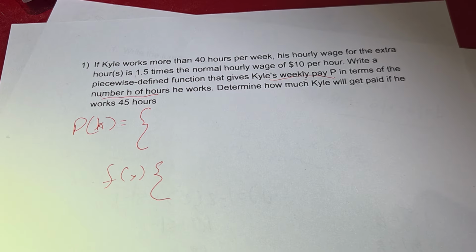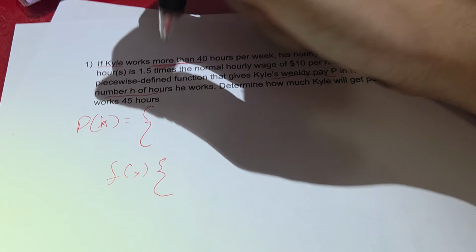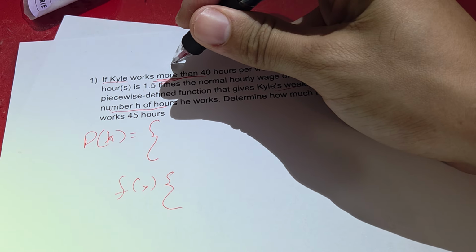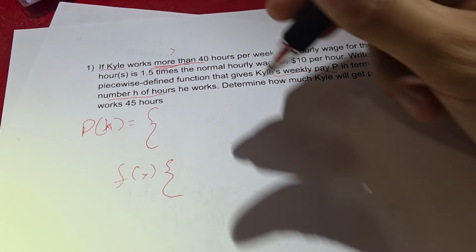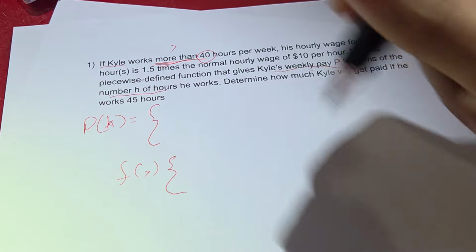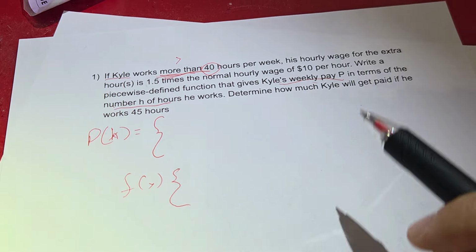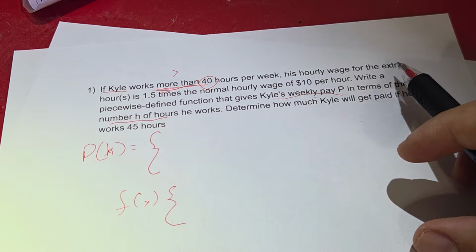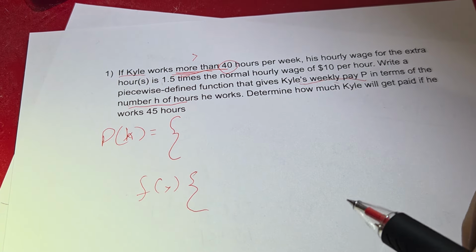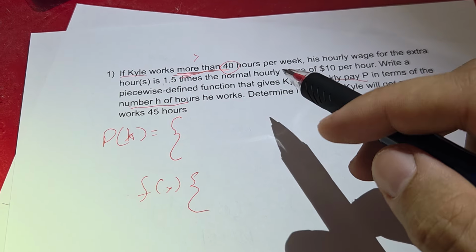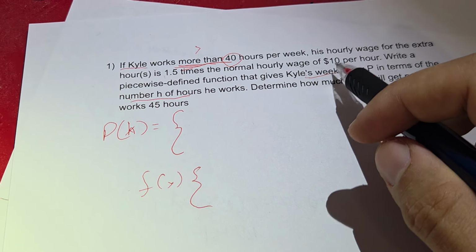So if you say if Kyle works more than, right? More than. What does that sound like? That sounds like this symbol right here. So we know that these 40 hours is going to be part of our domain, part of our window. So we have if Kyle works more than 40 hours per week, his hourly wage for the extra hour is 1.5 times the normal hourly wage of $10 per hour. So when he works 40 or less than 40, this is saying that he gets $10 per hour.